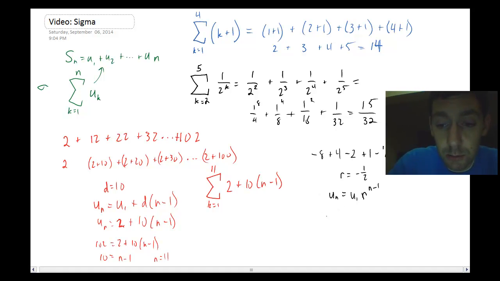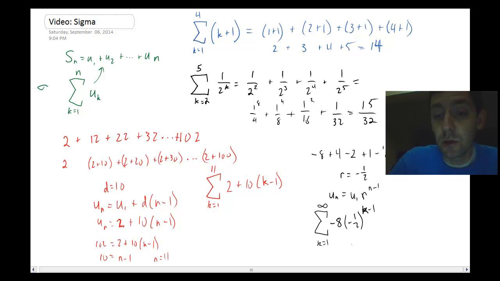So we do our summation, and we start at k equals 1, and we don't stop, we go all the way up to infinity. And then we've got u1, which is -8, and then r, which was -1/2, to the n minus 1. And so, sorry, that would not be n minus 1, that would be k minus 1, and I believe I made that mistake over here as well, sorry. This is not n, it's k, because we are going from k equals 1, and then 2, and then 3, and same thing here, start with k equals 1, and then 2 and 3.